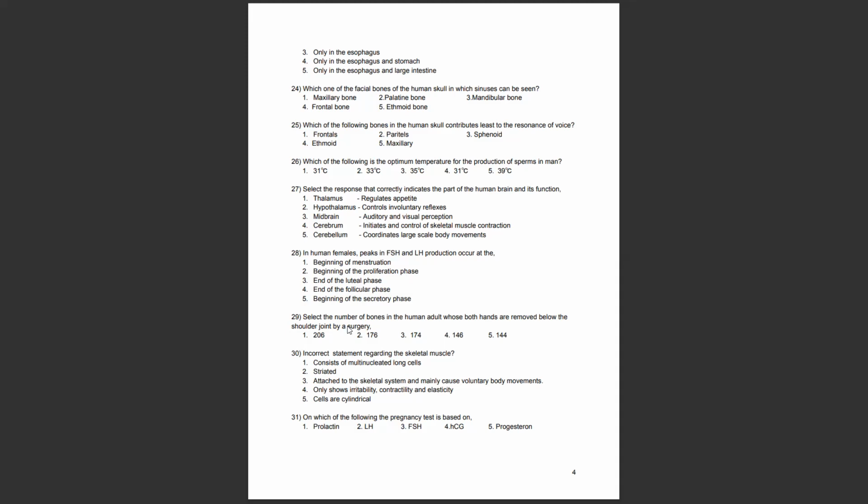Right? The fourth one, only shows irritability, contractility, and elasticity. No. Right? They show excitability, extensibility also. So there are five things: excitability, irritability, contractility, extensibility, and elasticity. So the answer should be the fourth answer, the incorrect statement. Right? Question number 31. On which of the following is the pregnancy test based? The pregnancy test is based on HCG, right?